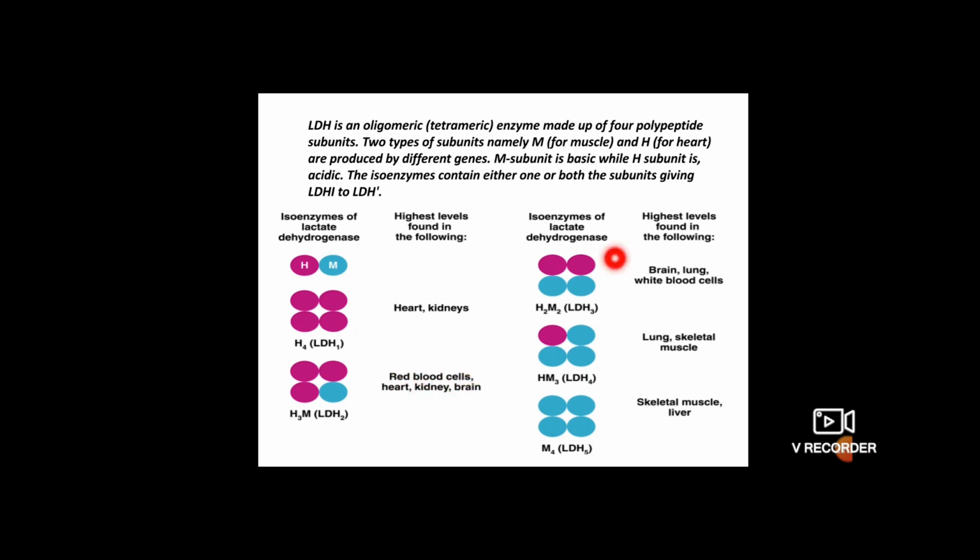And the next type is LDH3. LDH3 has equally shared 2 heart types and 2 muscle types, so you can also say it is H2M2. It is located in the brain, lung and WBCs, that is white blood cells. The 4th type has 1 heart type and 3 muscle type, so HM3. It is present in the lung and the skeletal muscle. And the last one is LDH5 type, where all the subunits are made up of M. It is present in the skeletal muscle and liver.